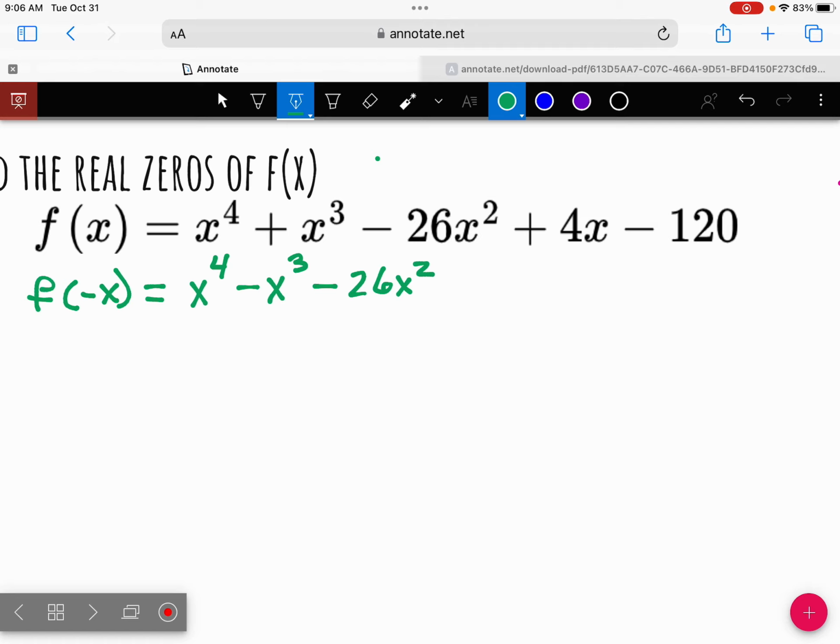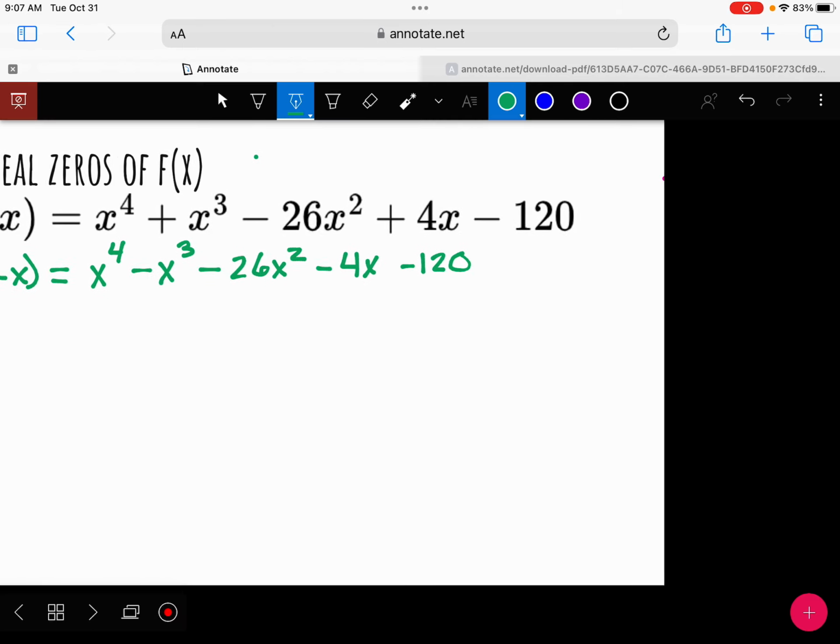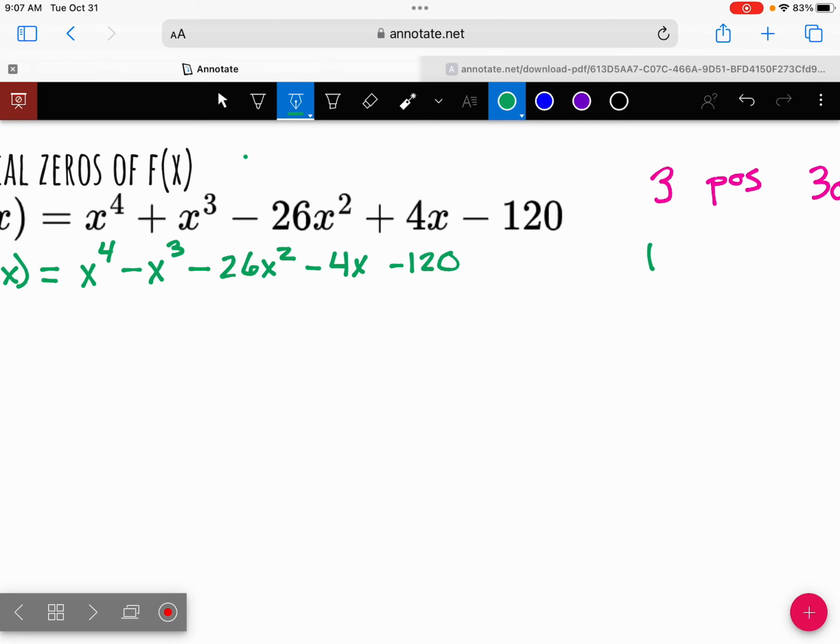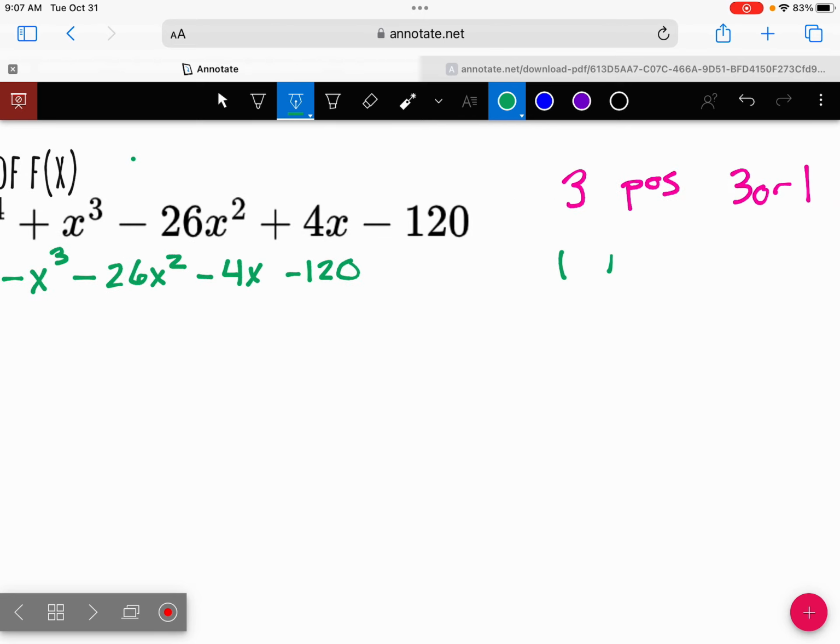Is this sign going to change? Yes, because the opposite of x will make this minus 4x, minus 120. So how many sign changes do we have on the opposite of x? 1. So how many negative roots do we have? So we're going to have 1 negative root and 3 or 1 positive roots. So we have a lot of options here.